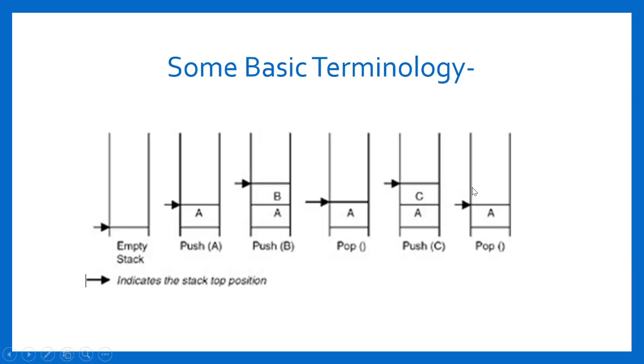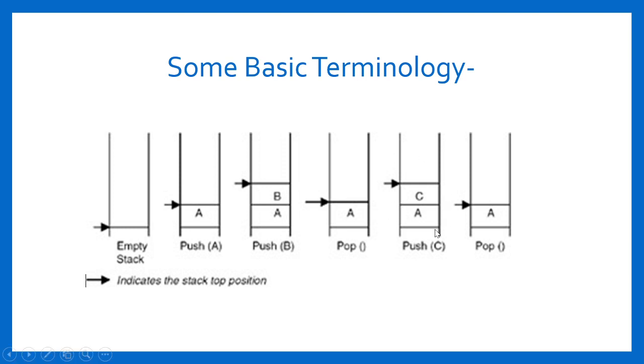So this is a basic stack. This is the empty stack at the leftmost corner, and then we push element A. So it is at the top of the stack. Then we push another element B, that is now above element A. Now we go for pop. Pop means take out the element. So we take out the topmost element of the stack, that is B. So the element left is A.